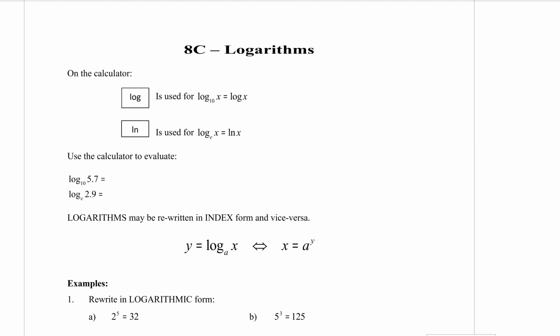Today we're going to look at logarithms. In the last couple of lessons we've been using exponential equations to solve for powers of x, but sometimes it's not possible to make the bases the same and to solve those kinds of equations, and that's where our logarithms come in handy. So on your calculator there are two buttons that you need to be familiar with.